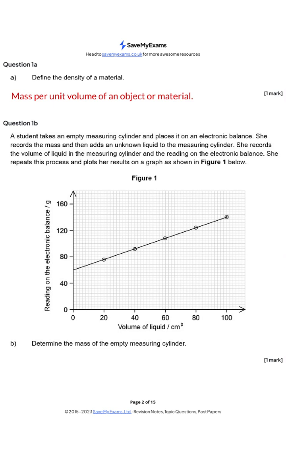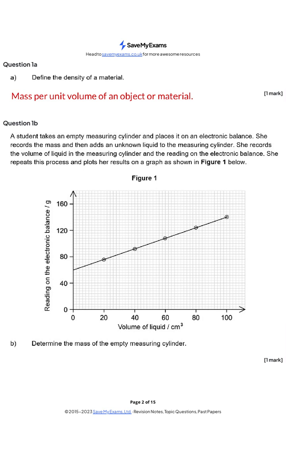Question 1b. A student takes an empty measuring cylinder and places it on an electronic balance. She records the mass and adds an unknown liquid to the measuring cylinder. She records the volume of liquid in the measuring cylinder and the reading. She repeats and plots her results on the graph as shown in figure 1 below. So you may remember we did something similar to this in year 10.